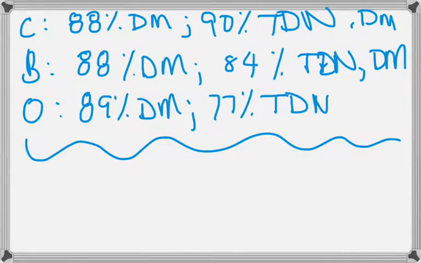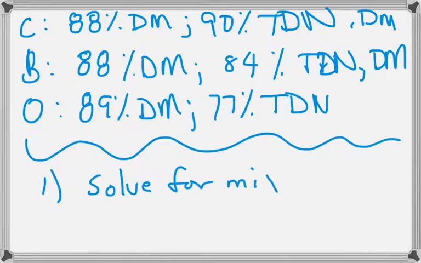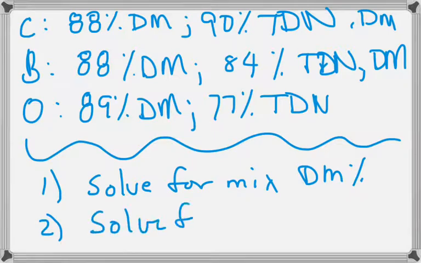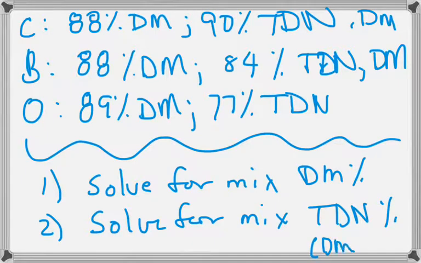And so we have two tasks that we're going to be charged with. The first task is to solve for the mix dry matter percentage. The second task is to solve for the mix TDN. Okay? And that's supposed to be on a dry matter basis. Okay, so we're going to break this down and do these one at a time.